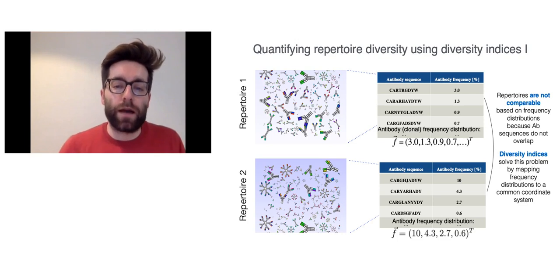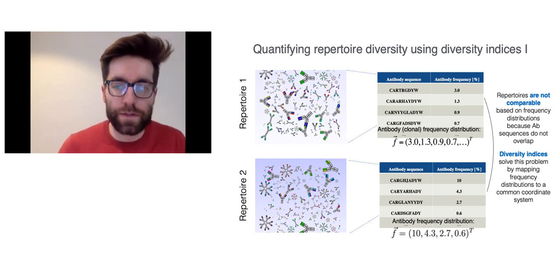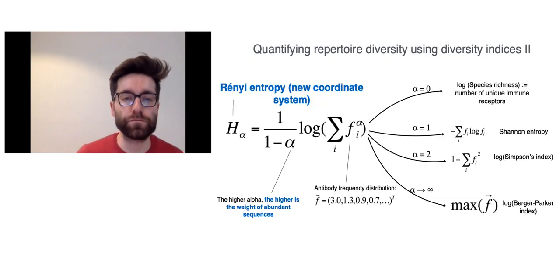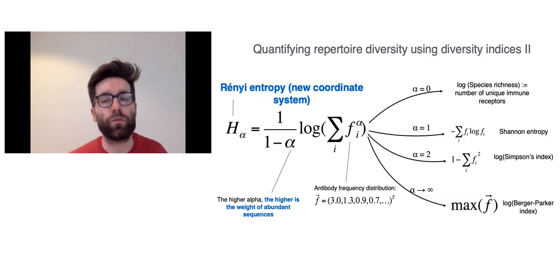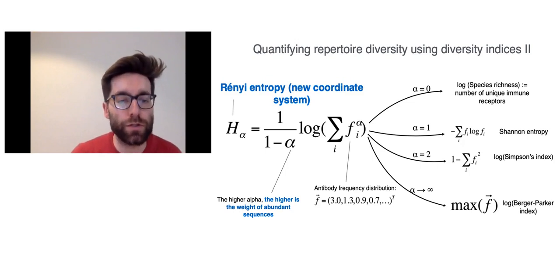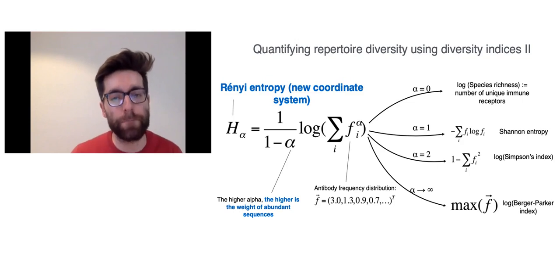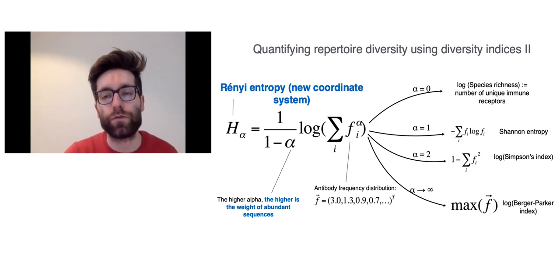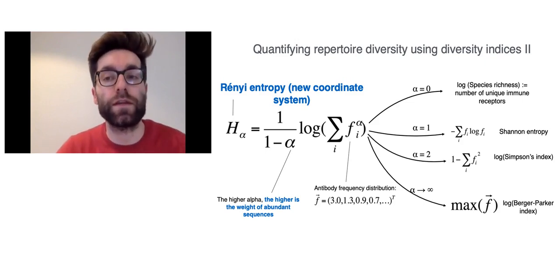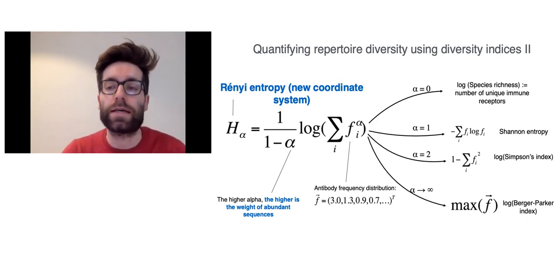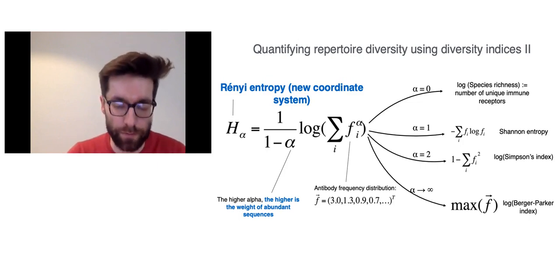So how can we now compare the repertoires? By diversity indices, which solve the problem by mapping frequency distributions to a common coordinate system. What people usually use is the Rényi entropy, or if you take the exponential of this, the Hill diversity, and different alphas of that, so different parameters, map to different diversity indices. All of you might know some of them, maybe species richness, Shannon entropy, Simpson's index, and Berger-Parker index, for example. There are others.